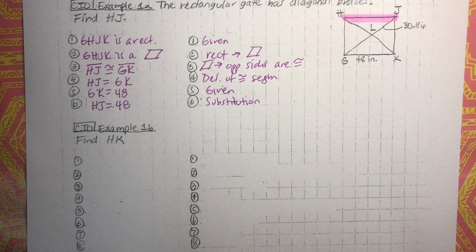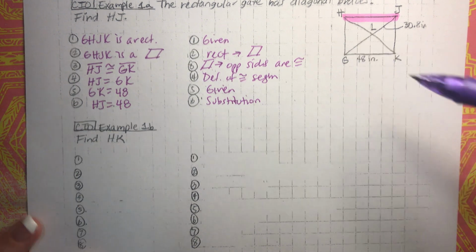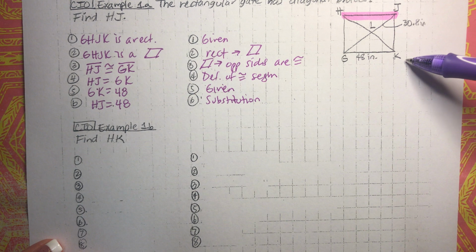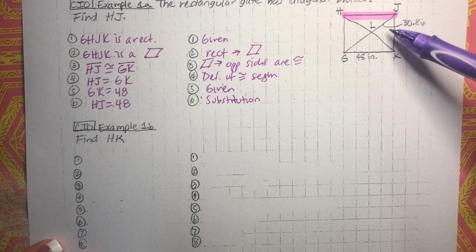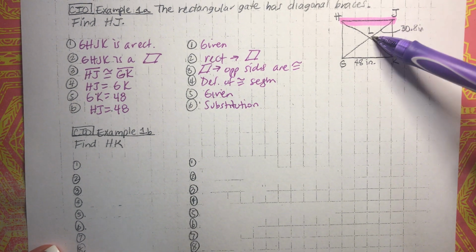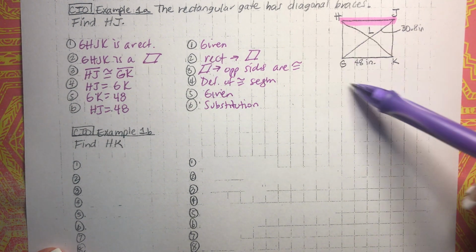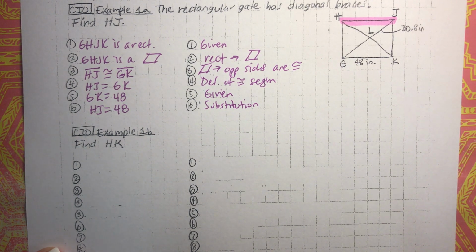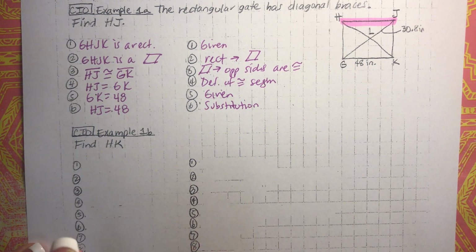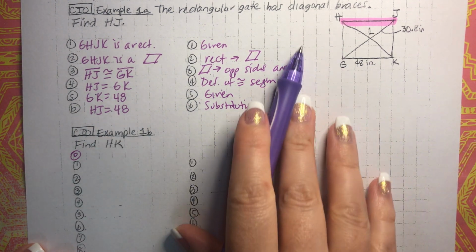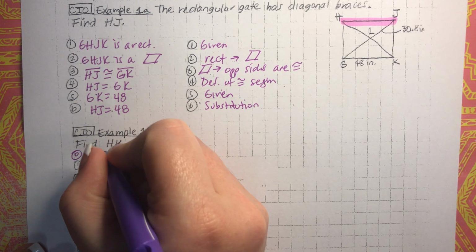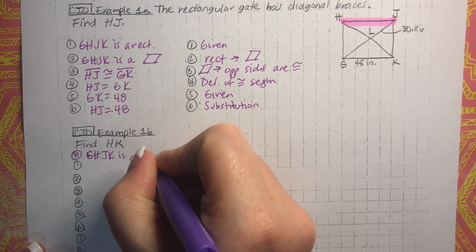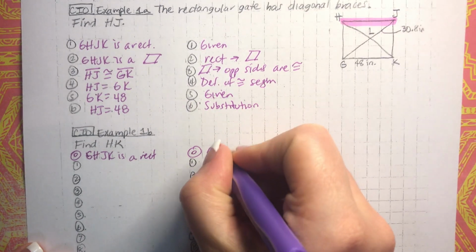Okay, let's see how you did. So we're trying to find this diagonal, right? And really the only thing that's going to help us is this little JK right here. I'm going to say the first thing they tell us is that it's just a rectangle, right? So let's just state that. GHJK is a rectangle, and that's just given.